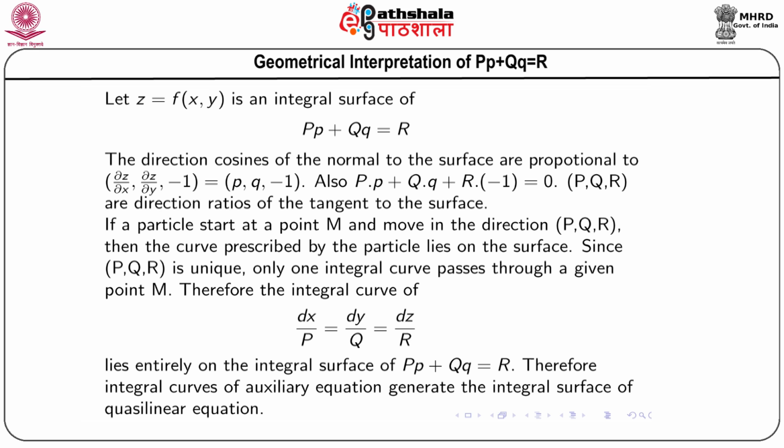Therefore, the integral curve of dx by P equals dy by Q equals dz by R lies entirely on the integral surface of Pp plus Qq equals R. Or in other words, one can say that the integral curves of the simultaneous equation generate the integral surface of the given quasi-linear equation Pp plus Qq equals R. So, this is the geometrical interpretation of a quasi-linear first order partial differential equation.